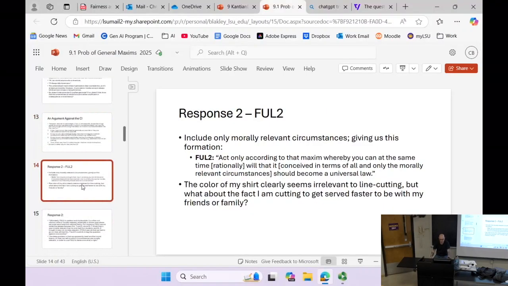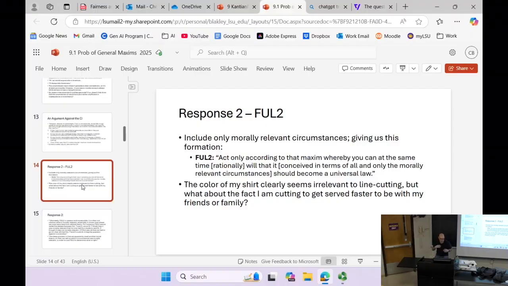So here's the other version, response 2 that they go through. Again, I'm just pulling these right out of that article by Bergeron and Tramel. So include only the morally relevant circumstances, giving us this formulation. So they're revising again. That interpretation of the universal law doesn't seem to work so well, but can we fix it? So in this one, we're going to include only the morally relevant circumstances. So act only according to that maxim whereby you can at the same time rationally will that it, conceived in terms of all and only the morally relevant circumstances, should become a universal moral law.